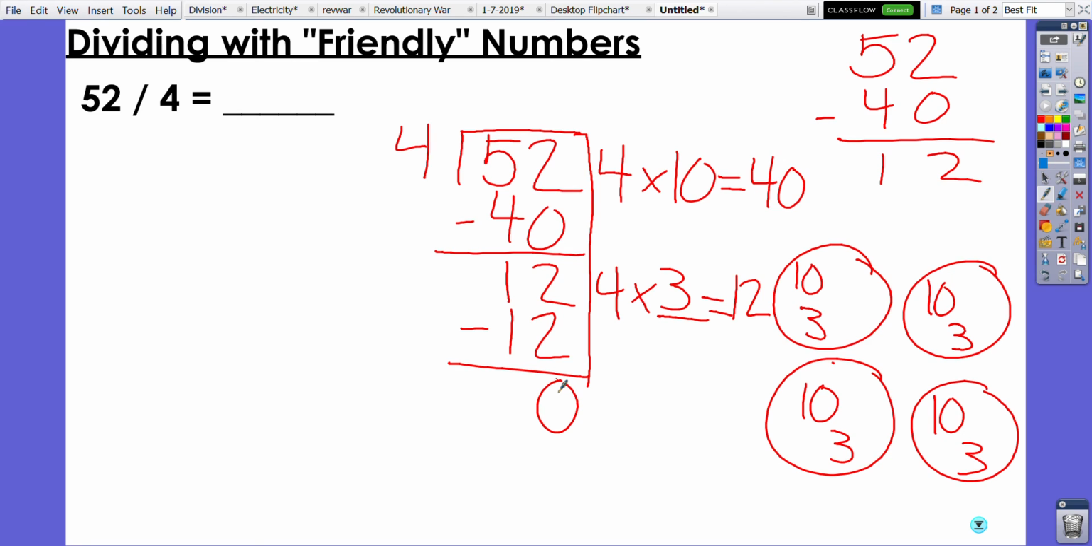Awesome. So essentially what I've done here is I've taken 52, I've divided it by 4, and I've divided it into 10 students on a team and 3 students on a team. So altogether I have 13 students per team. And that's how we use our friendly number strategy. We have 52 divided by 4 equals 13. All right, I hope this helps a little bit.